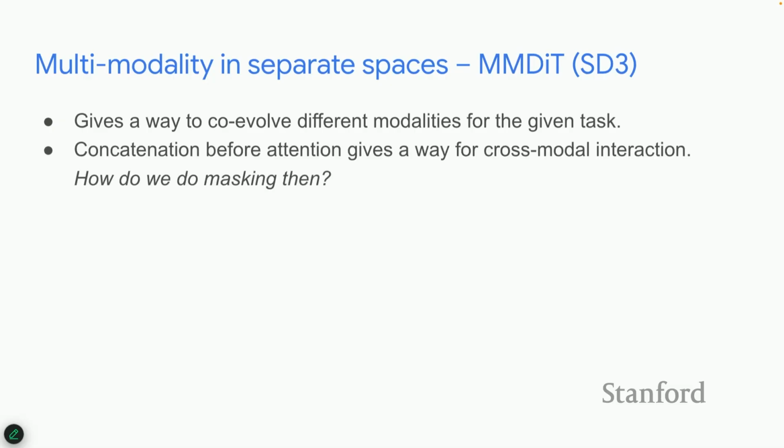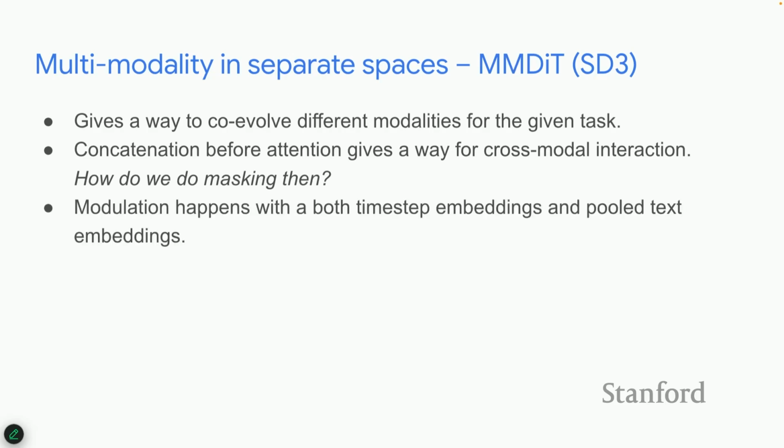And also, if we are very used to cross-attention, you might want to ask, if we were to compute attention in this way, how do we do masking in the first place? And that's actually an active area of research. We do not know how to do masks holistically if we were to do the MMDiT variant of attention. And then modulation happens with both time steps and the conditional embedding that you are operating with.